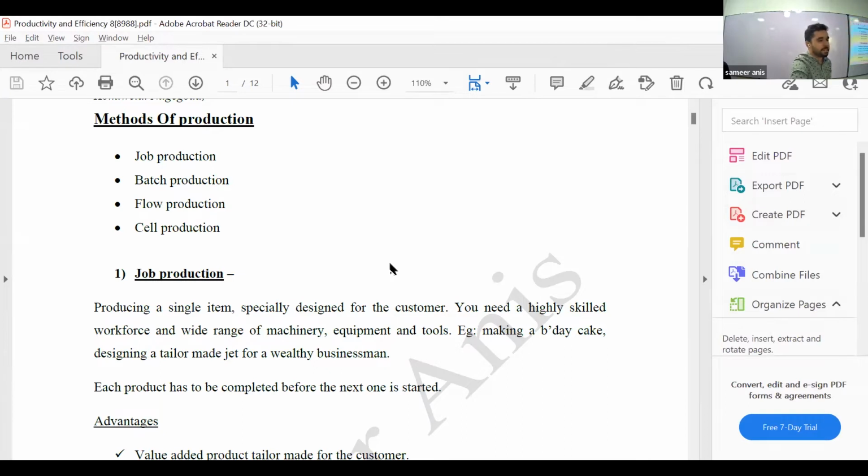Guys, whatever the theme is, whatever you like, they'll make the cake, and it is just one particular customized cake like that. Honestly.